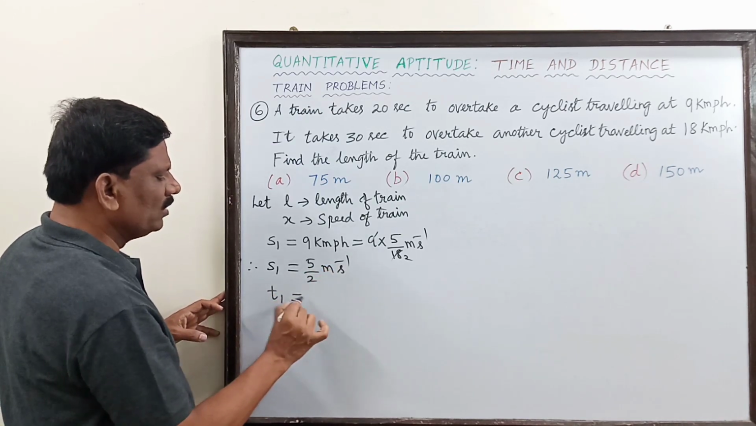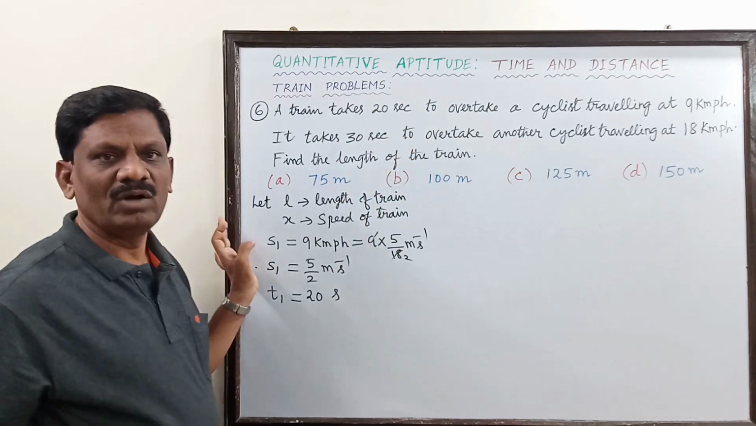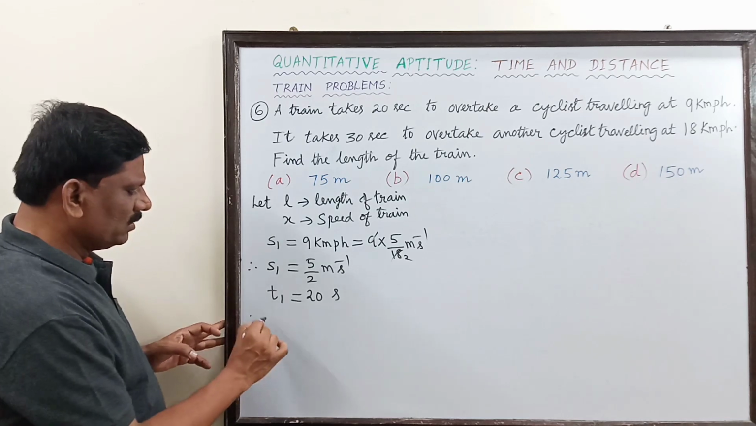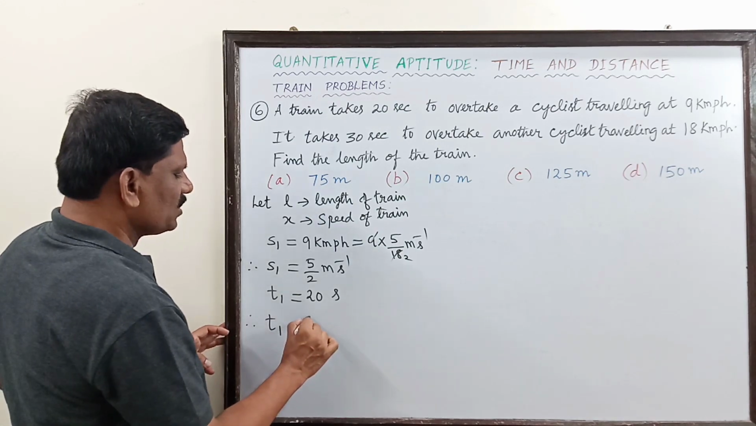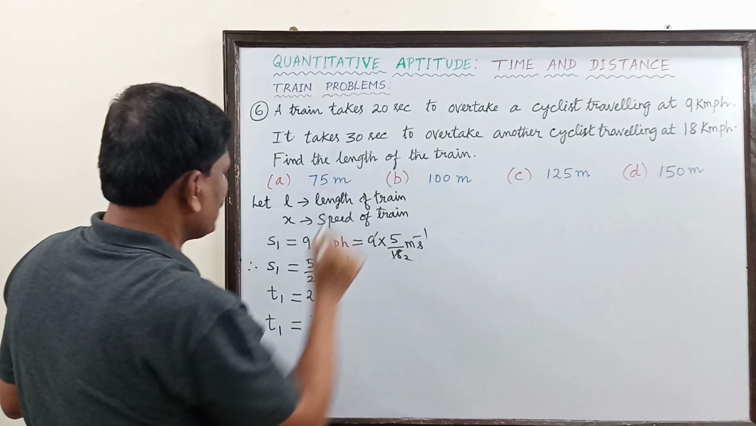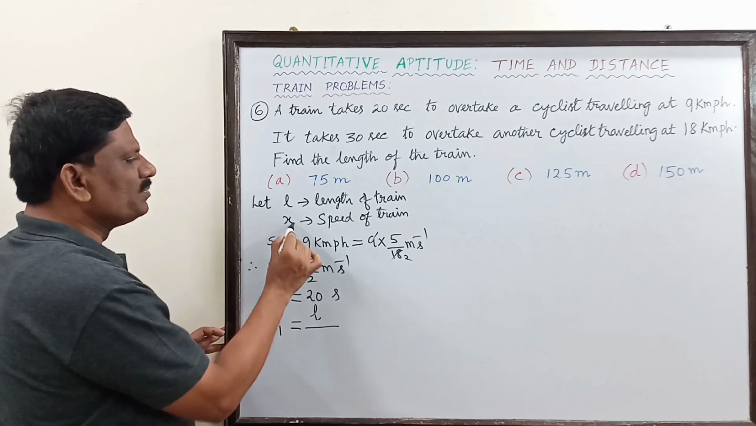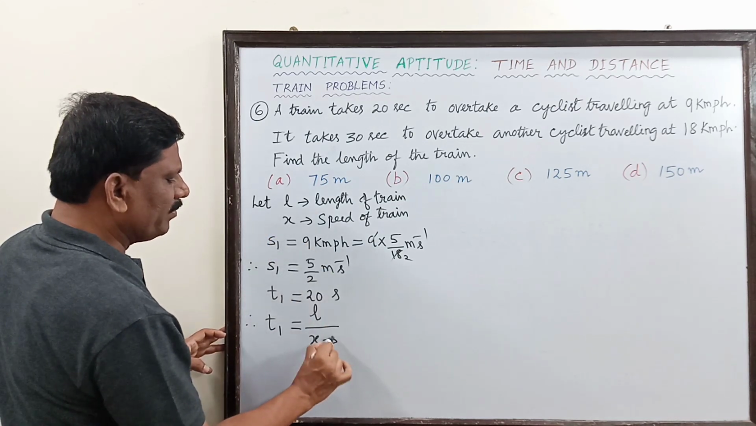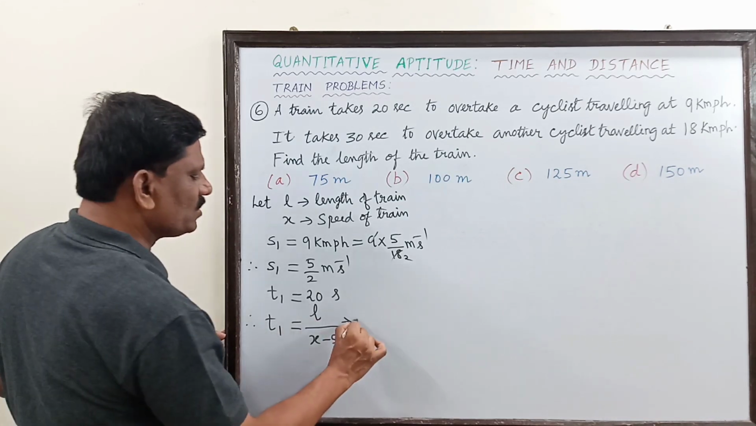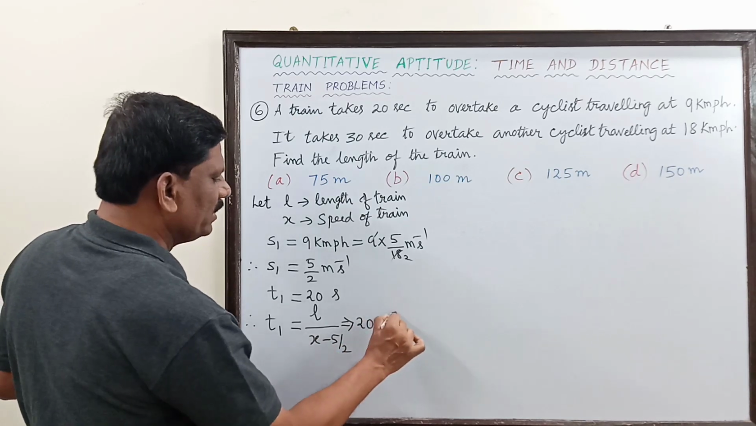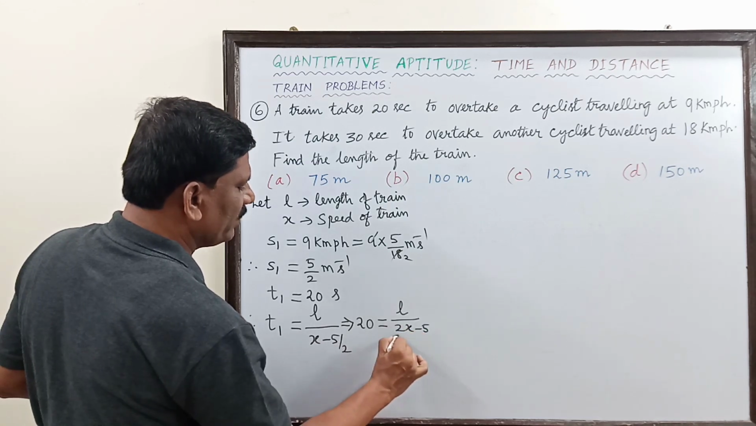And the time taken to overtake the first cyclist is given as 20 seconds. Therefore, this time must be equal to distance divided by relative speed. The distance is the length of the train, L, and the relative speed is x minus 5 by 2. So 20 is equal to L divided by (2x minus 5) divided by 2.